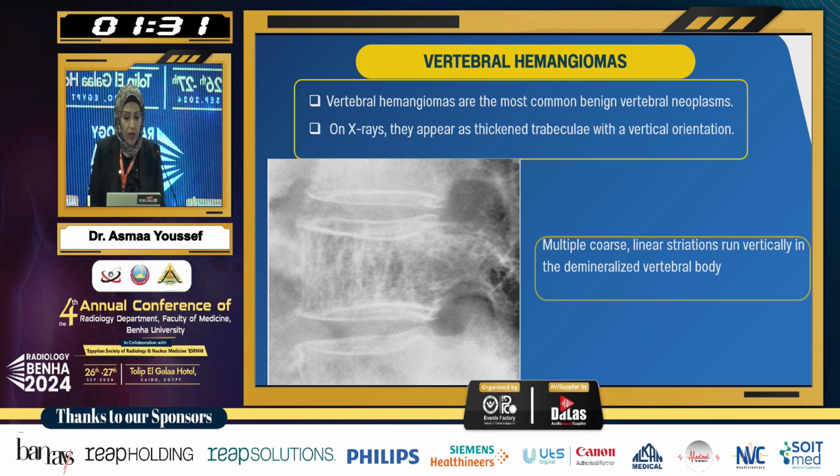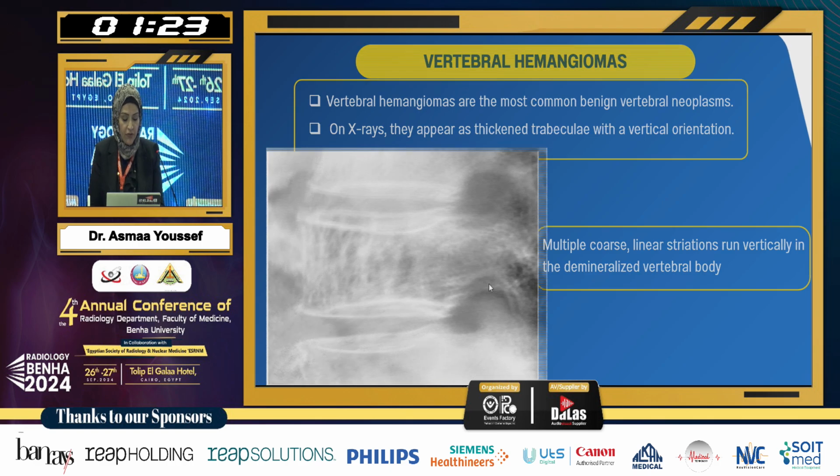Vertebral hemangioma is the most common benign vertebral neoplasm. On X-ray, there is this classic appearance of thickened trabeculae with a vertical orientation.